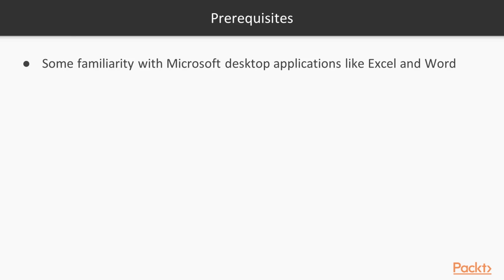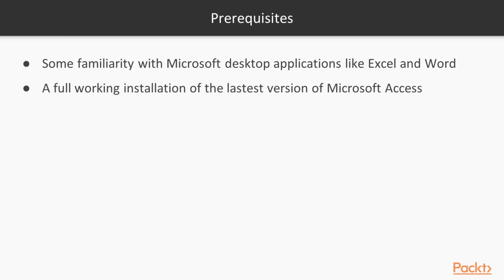There are a couple of prerequisites to completing this course. Having some familiarity with other Microsoft desktop applications, like Excel or Word, will be an advantage but not essential. Microsoft Access follows a very similar look and feel and even uses the same VBA programming language as other Office applications. You only need to install a full working version of the latest Microsoft Access application, though all the concepts and most of the functionality covered in this course can be applied to earlier versions of Microsoft Access.